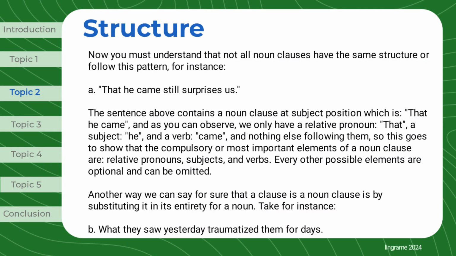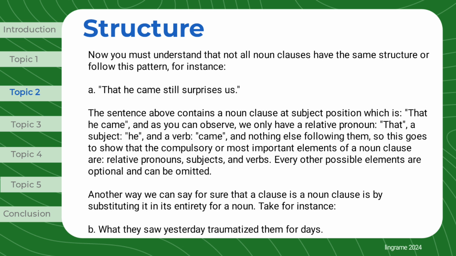Now you must understand that not all noun clauses have the same structure or follow this pattern. For instance, that he came still surprises us. The sentence above contains a noun clause at subject position which is, that he came, and as you can observe, we only have a relative pronoun, that, a subject, he, and a verb, came, and nothing else following them, so this goes to show that the compulsory or most important elements of a noun clause are relative pronouns, subjects, and verbs. Every other possible element is optional and can be omitted.